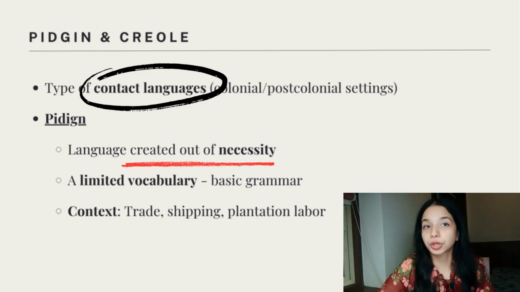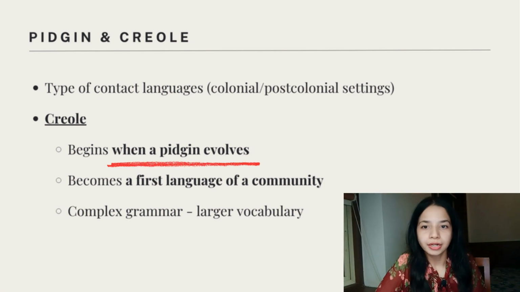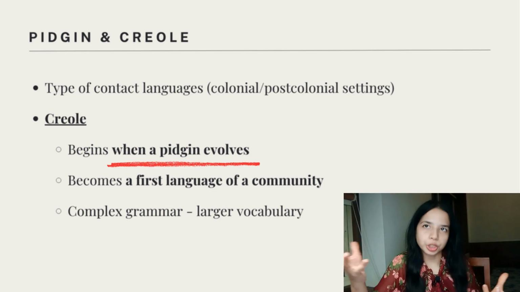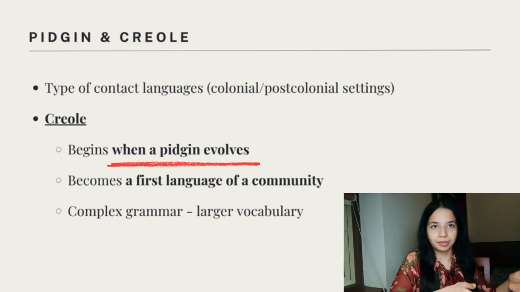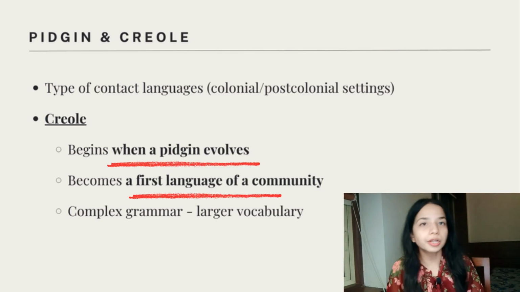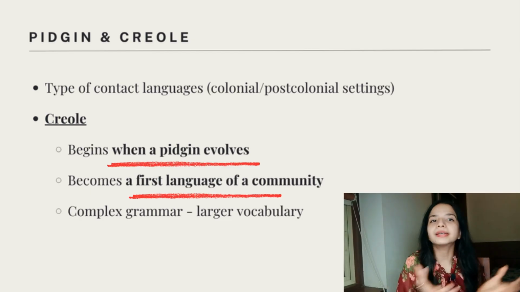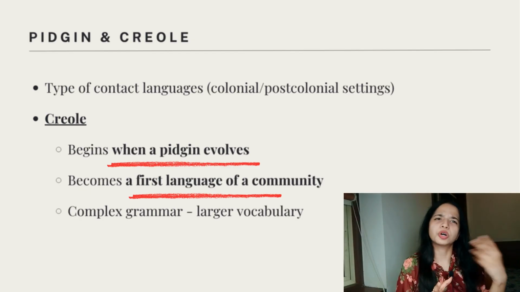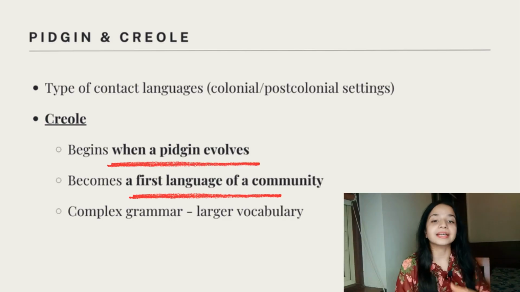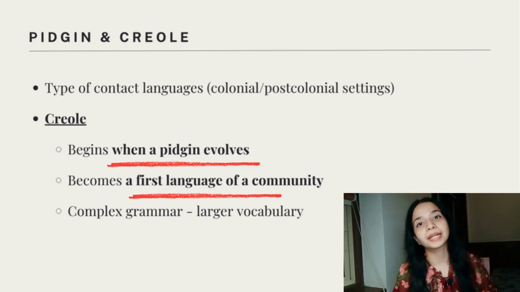Now, what is Creole? Creole, on the other hand, begins when a pidgin evolves, right? So basically, when a pidgin becomes native to a community, in the sense that pidgin becomes the first language for a community, when children start learning it at their home, that is Creole, right? It has more complex grammar, it has a larger vocabulary, it becomes very stable, and it becomes one of the fully developed languages.